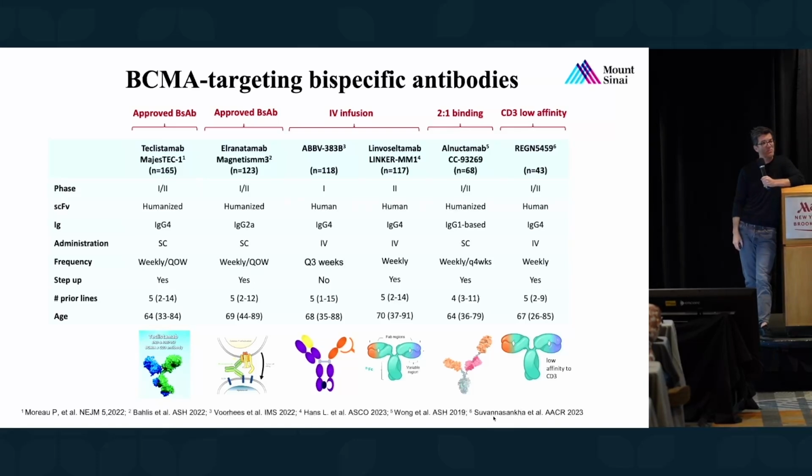So one would ask, why do we need so many? Why is everybody playing with BCMA bispecifics if there's already two that are FDA approved? Well, they're not all the same. Even though they all target BCMA, they don't necessarily target the same part of the protein in the myeloma cell.